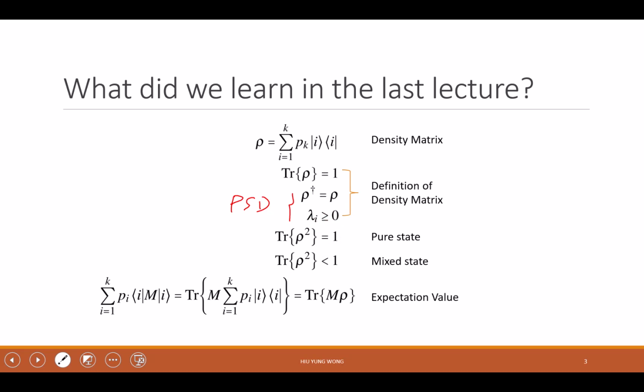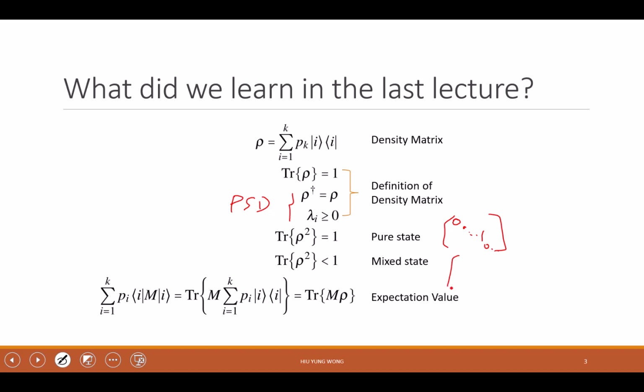We also learned how to distinguish the pure state density matrix from the mixed state density matrix. For the pure state one, its square has the trace equal to 1, because if you diagonalize it, you expect it to have all 0 on the diagonal, and only one entry is 1. So if you do the square, you still have 1. So the trace has to be 1.